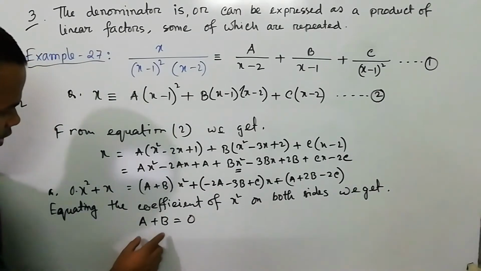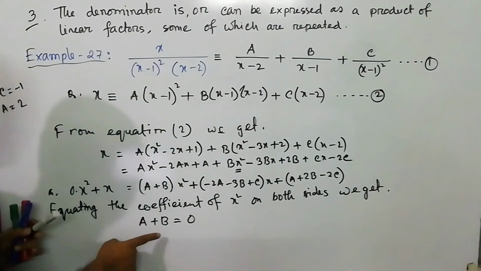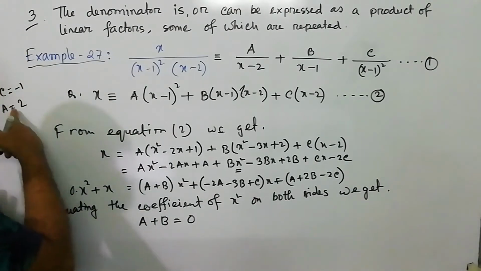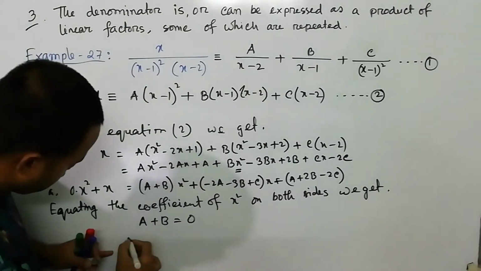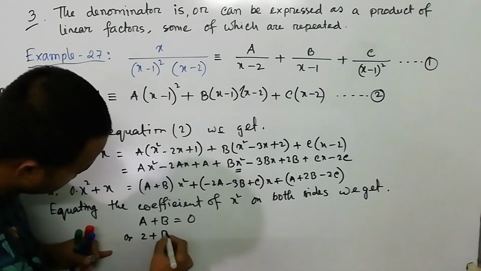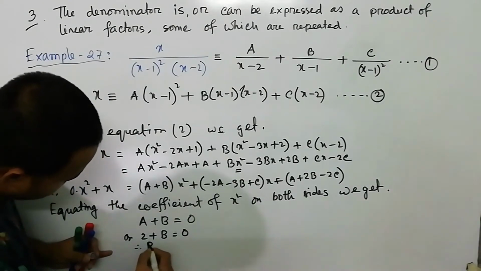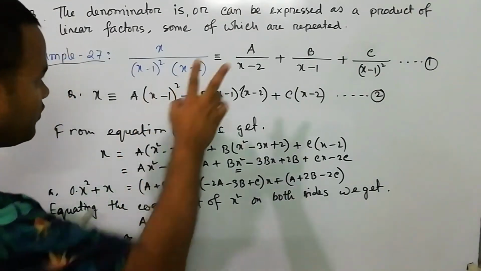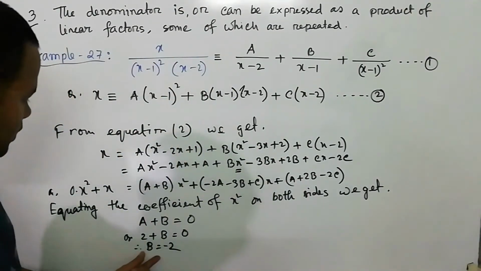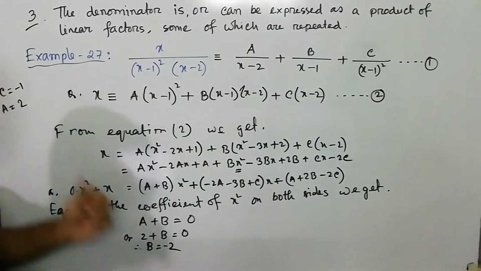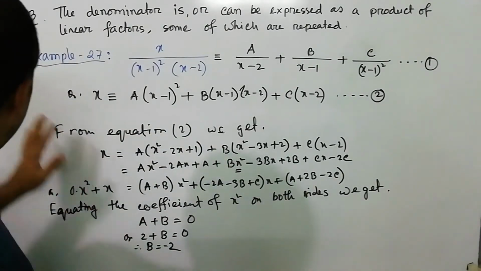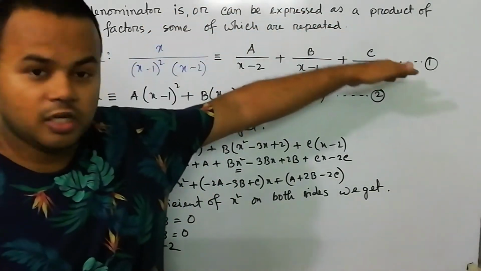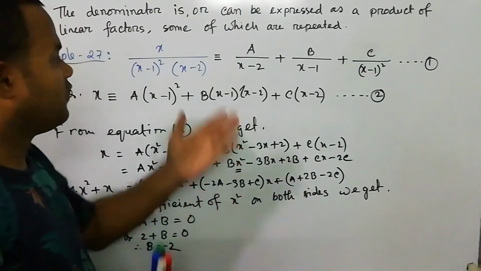Okay, here we have a plus b equals to 0, so if we put the value of a here, then we will get the value of b. Earlier we have the value of a equals to 2, so 2 plus b equals to 0, that means b equals to minus 2. So we have the values of all three alphabets: a equals to 2, b equals to minus 2, and c equals to minus 1. Now if we put the values in equation 1, then we will get the converted partial fractions.